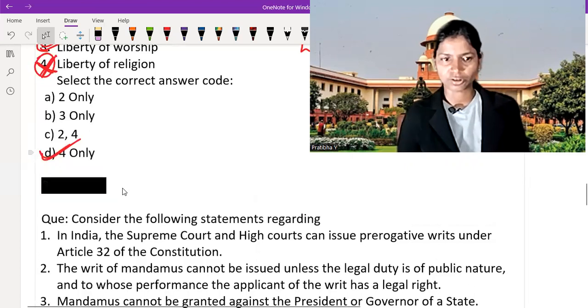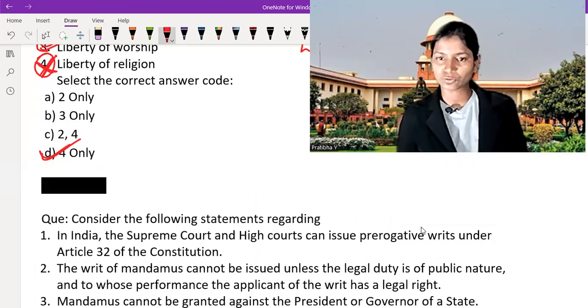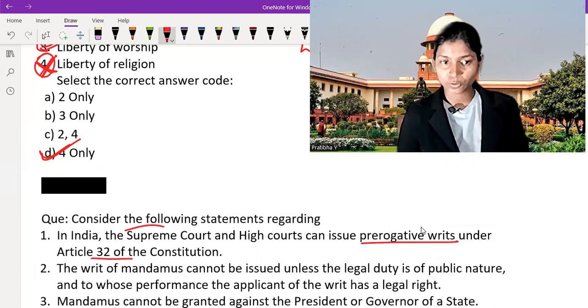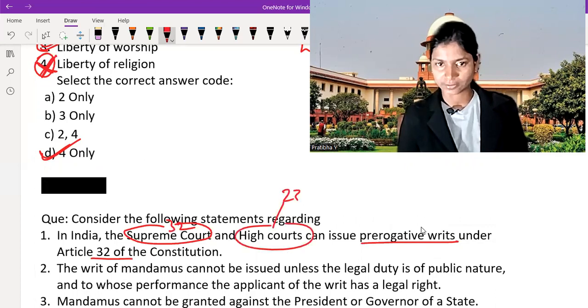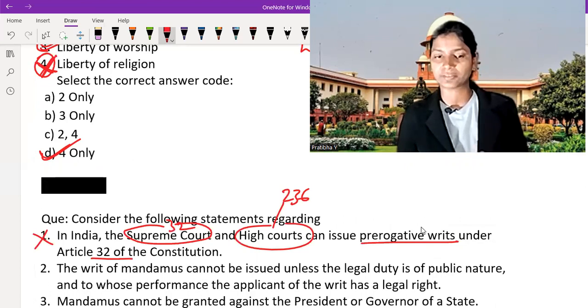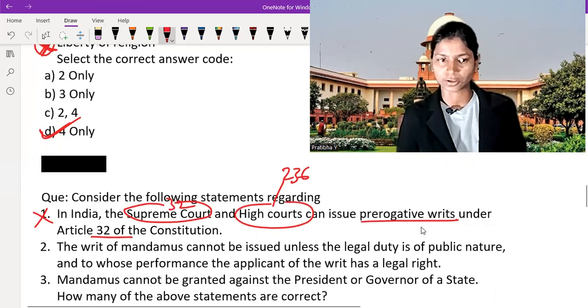Now let's move on to the second question. Consider the following statement regarding in India, the Supreme Court and High Court can issue prerogative writs under Article 32. No. Supreme Court under Article 32, but High Court under Article 226. So this one is wrong. Both of them are issuing writ, but on different articles, not only on 32.